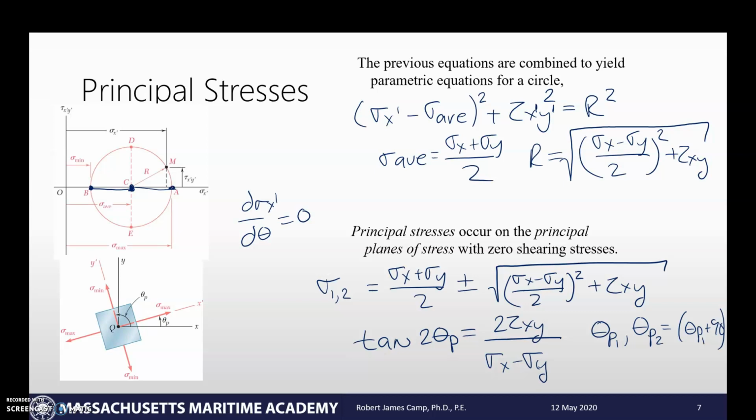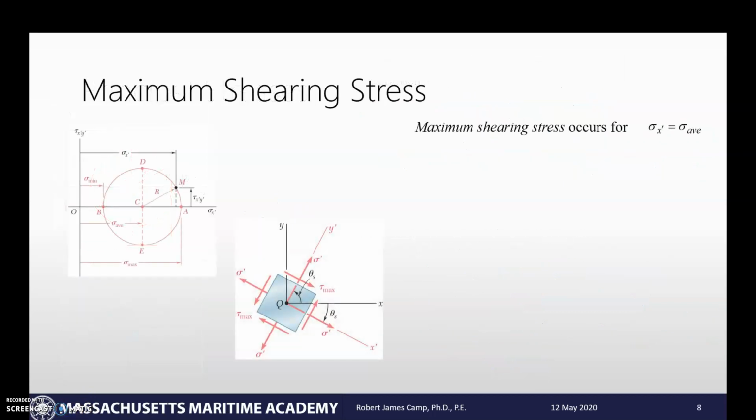So once again, it's great that we can rotate it and find out what it's going to be at any place, but what we're looking for most of the time is what is the maximum amount? What is the highest amount? And that's going to be our principal stresses. That is going to give us our highest normal stress. But we could want to know what the maximum shearing stress is, because we have certain things that will fail in a shearing form. So where's the maximum shearing stress going to be?